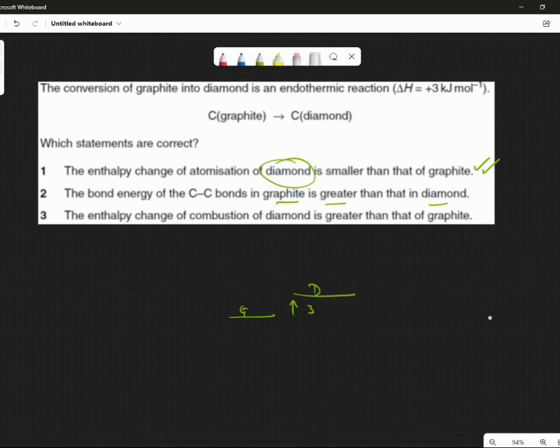The enthalpy change of combustion of diamond is greater than that of graphite. That's true, because when we combust graphite and when we combust diamond, they go to the same thing. But because diamond is higher up than graphite, turning diamond into carbon dioxide is going to give out more energy. Anyone want to argue with that? If you don't, I'll go to the next question.